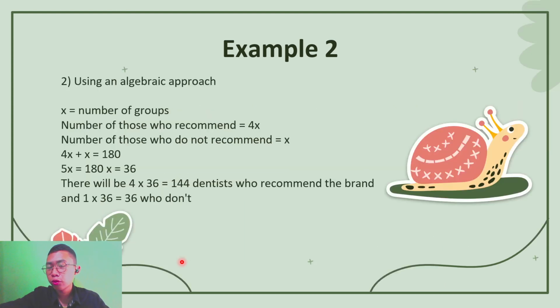And the second solution is using an algebraic approach. So let x be the number of groups. The number of those who recommended is 4x, and the number of those who do not recommend it is x. So 4x plus x is equal to 180, and 4 plus 1 is 5x, which is equal to 180, so x is 36.